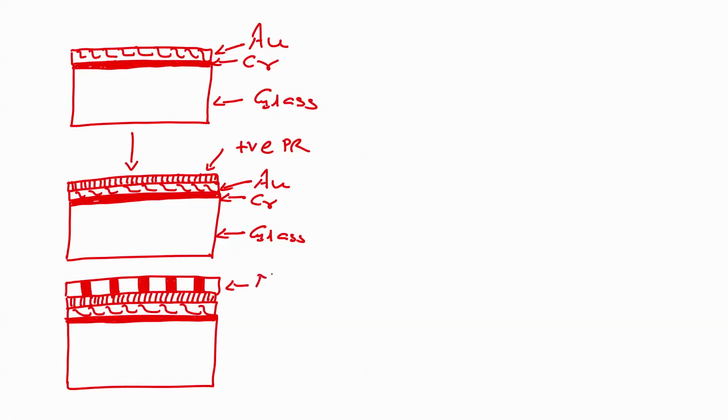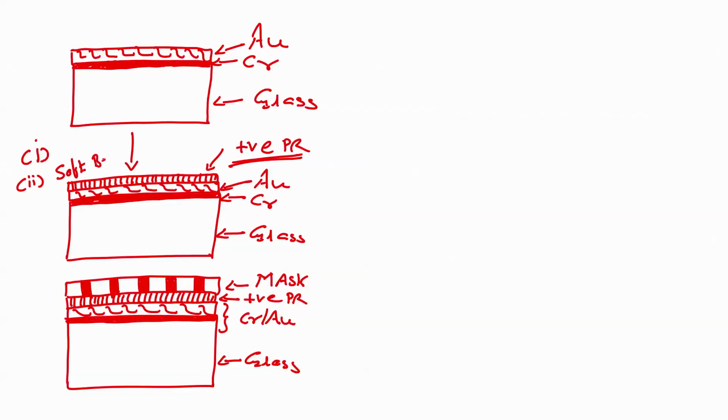This is your mask. This is positive photoresist, right, and this one would be your chrome gold. This is your glass. So, step 1 would be to spin coat positive photoresist. After that, step 2 would be to perform soft bake.